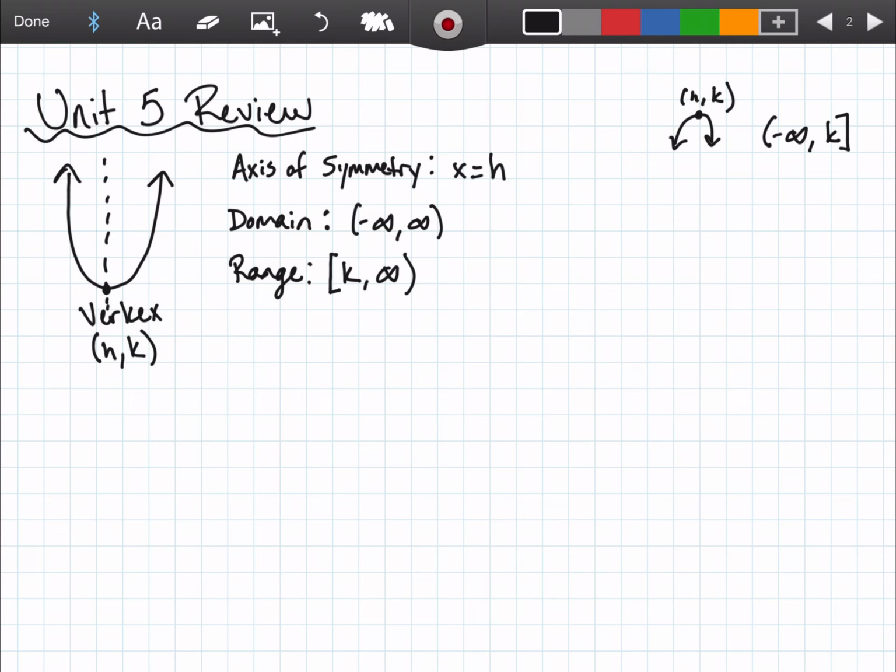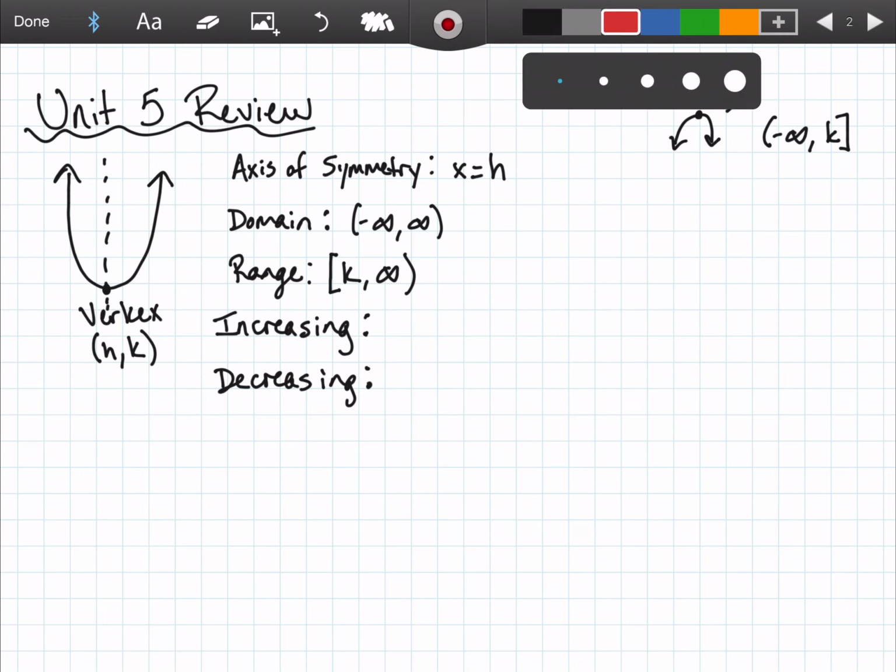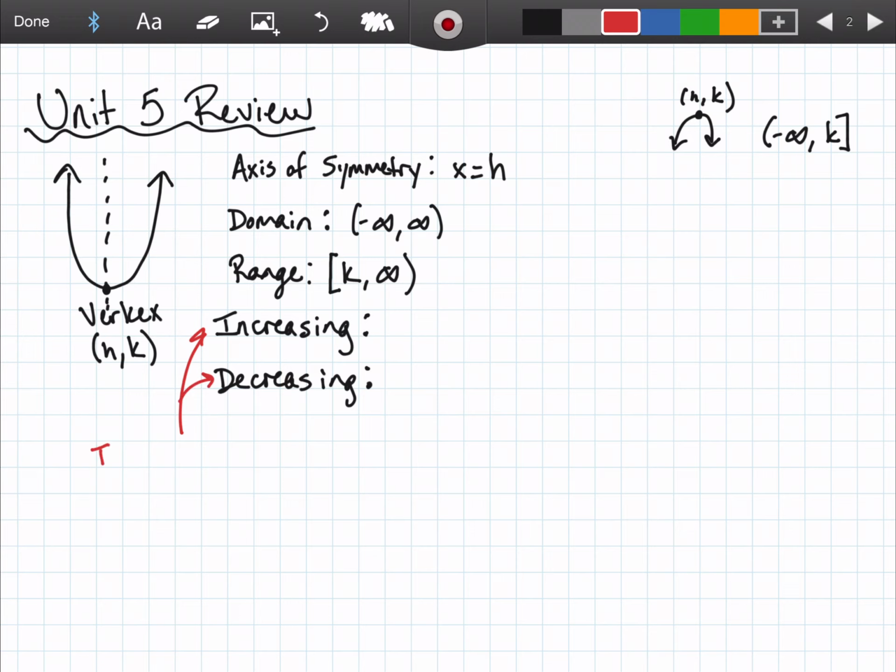We also have our intervals of increasing and decreasing. This will also depend on which way it's facing, but honestly, I would just suggest that you trace from left to right. And please remember that it's based off the x values. So on what intervals of x is your parabola increasing or decreasing?